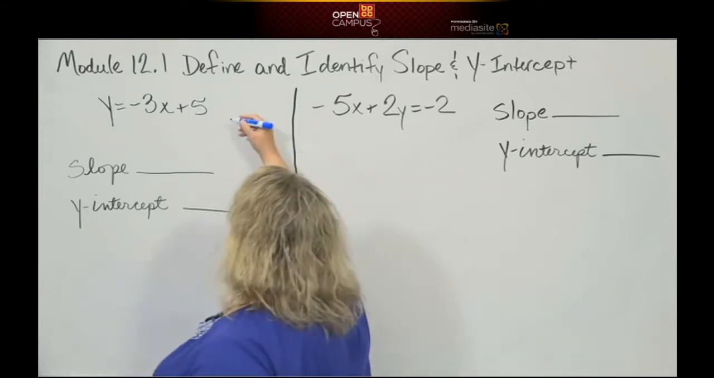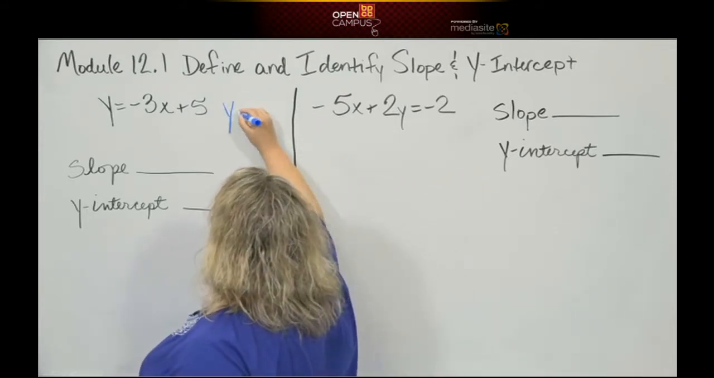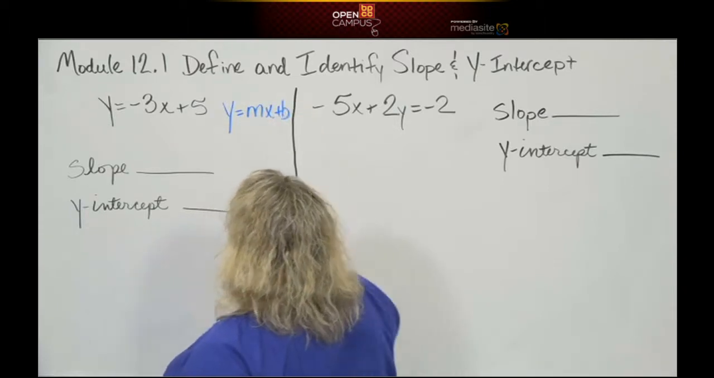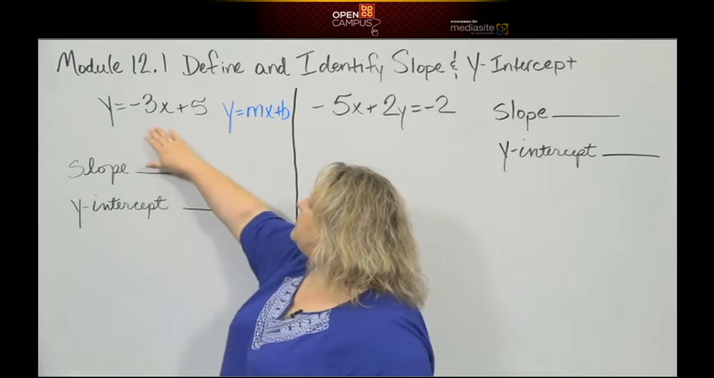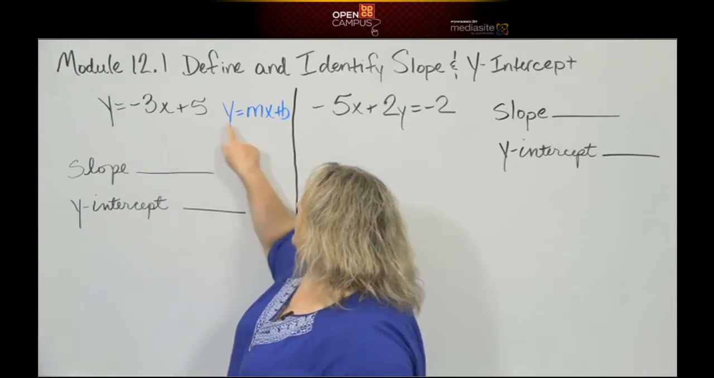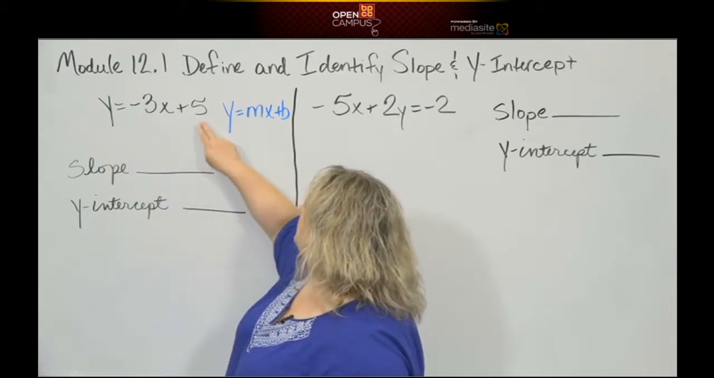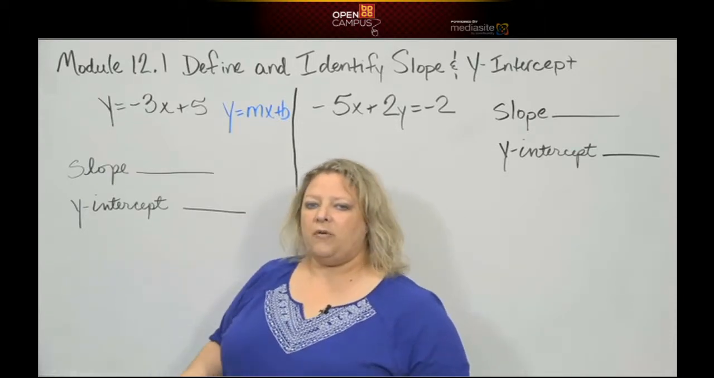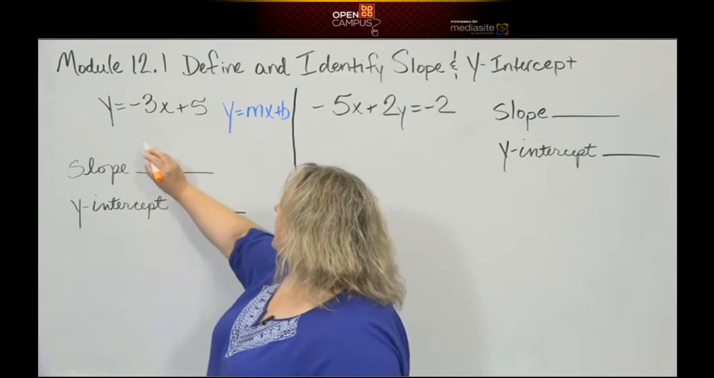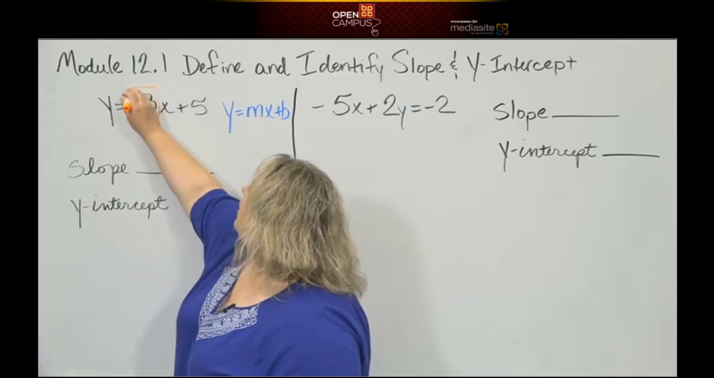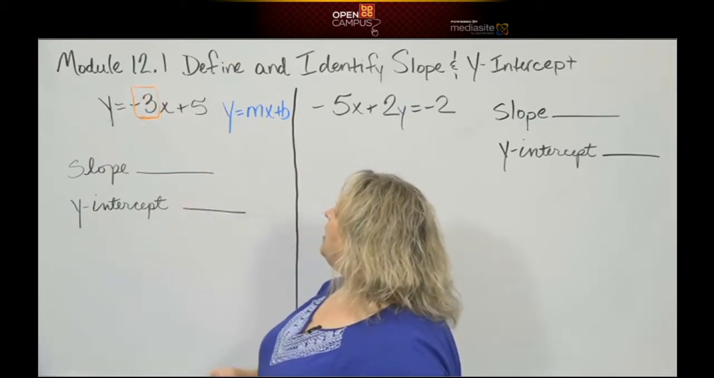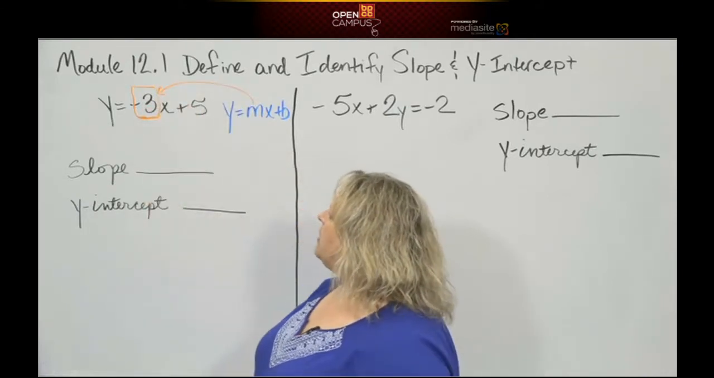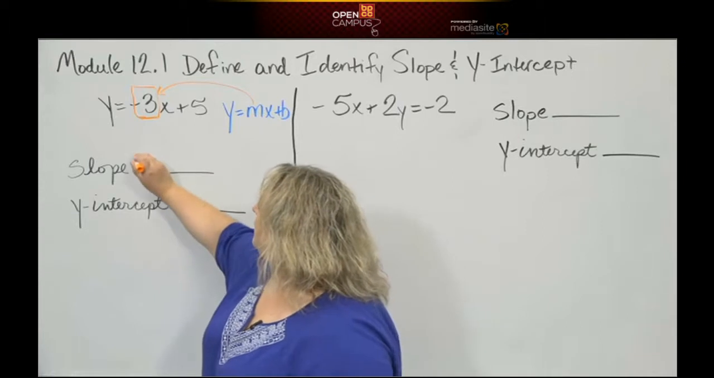So here's what slope-intercept form looks like in case you forgot. y is equal to mx plus b. Now, if I look at this equation on the left, it's already written as y = mx + b. So all I have to do is identify the parts that are already given to me. So let's do that. Our slope is the coefficient that's in front of the variable x, okay? So that is negative 3.